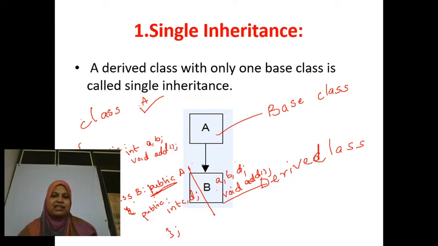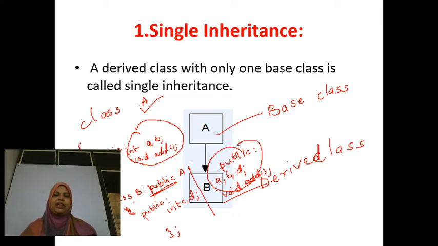In the last session I already discussed what we mean by public mode, private mode and protected mode. These a comma b are declared in the public mode, so they are going to be present in public mode only. In class B also, the access specifier of these variables is public only. This is single inheritance: one base class and one derived class. This is the main concept of single inheritance.